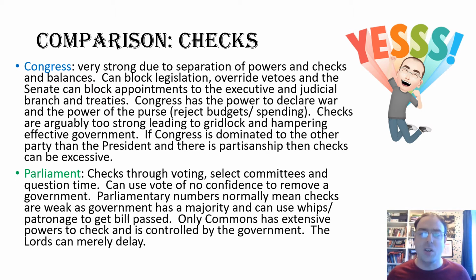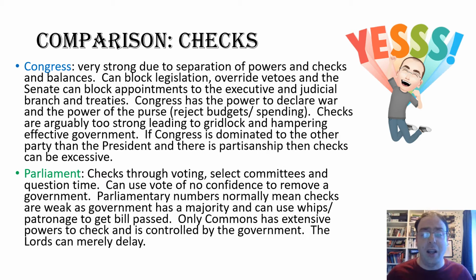So it can block legislation, it can override vetoes. The Senate can block appointments to the executive and appointments to the judicial branch. So we saw, for example, the Senate standing in the way of one of Obama's picks for the Supreme Court. One of the most famous examples of the treaties one is we saw Woodrow Wilson design the Treaty of Versailles, and then the Senate go, no, we don't like it, we're not backing it.